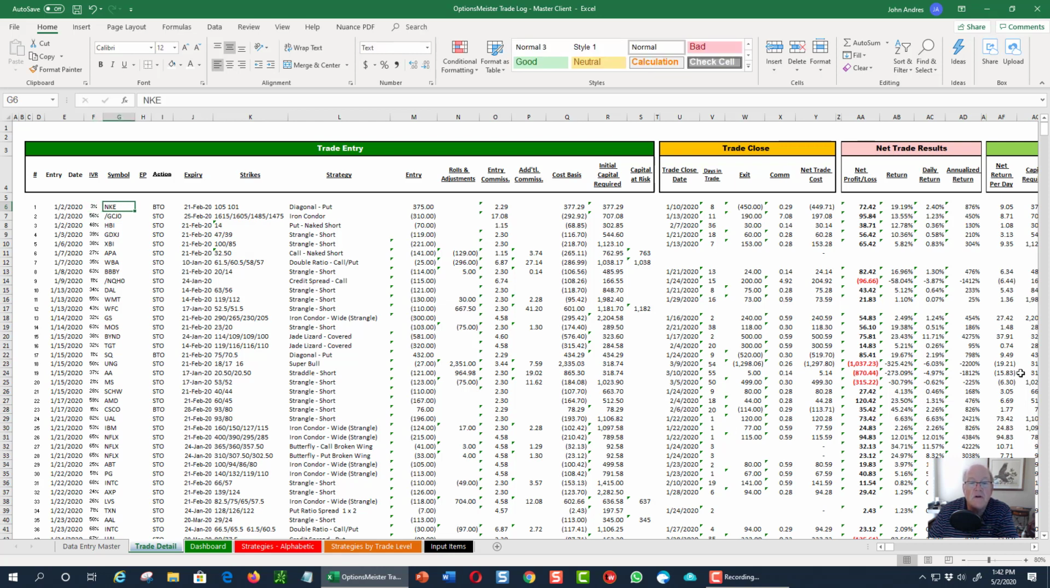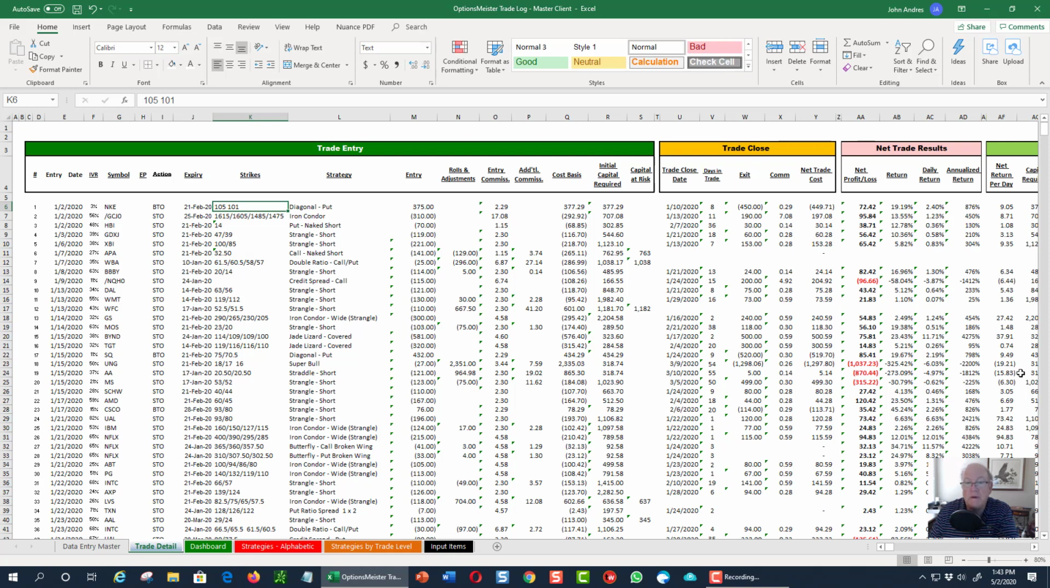I put the symbol, and I don't use the EP column anymore, but for the action column, I either use BTO for buy to open or STO for sell to open. The majority of my trades are going to be STOs, and you'll see that, sell to opens. Then I enter the expiry. Then I typically like to put in the strikes.